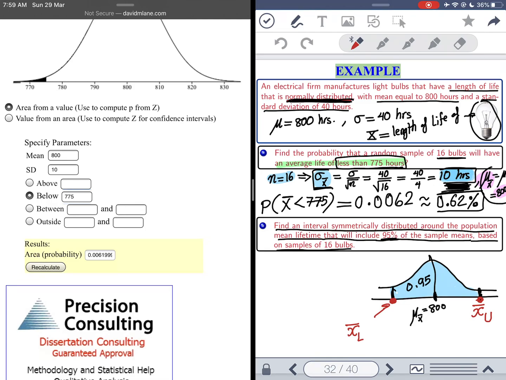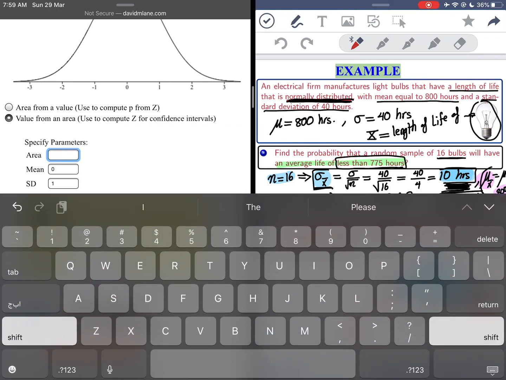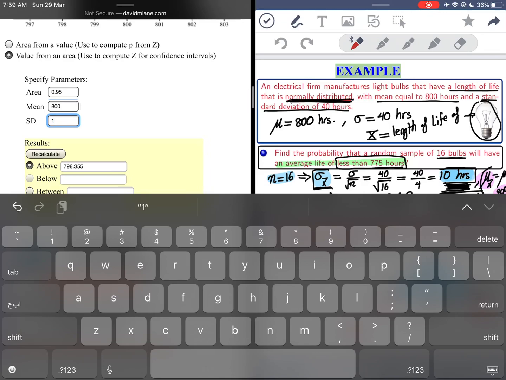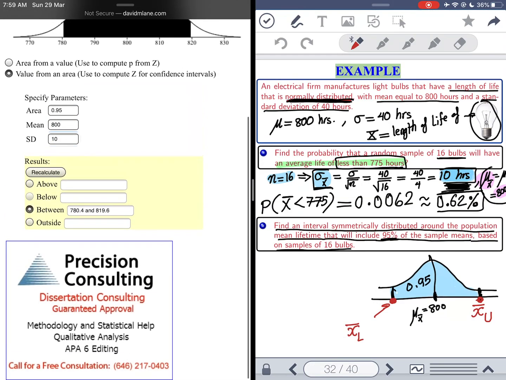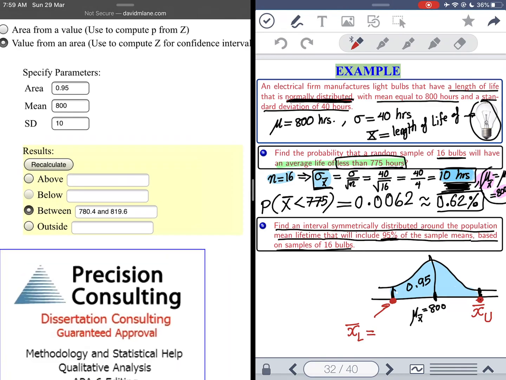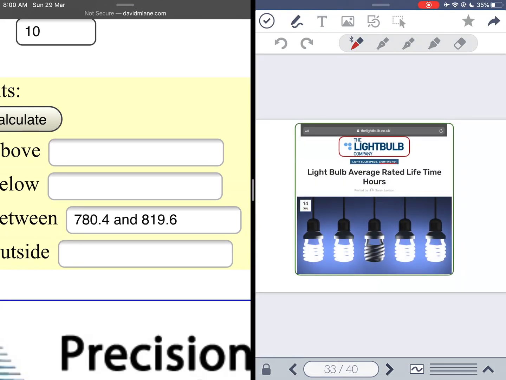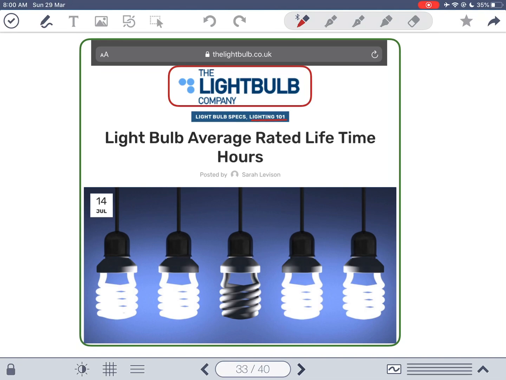And let's see how to find it. Now you need a value from an area because you're computing x lower bar and x upper bar. So the area is 0.95 between them. Remember, the mean was 800 and the standard deviation was 10. So we want between, and calculate. Now we know that the smaller value is 780.4 hours, and the second one is 819.6 hours, or 820 hours. You can say between 780 and 820. So this means that 95% will be between 780.4 and 819.6.